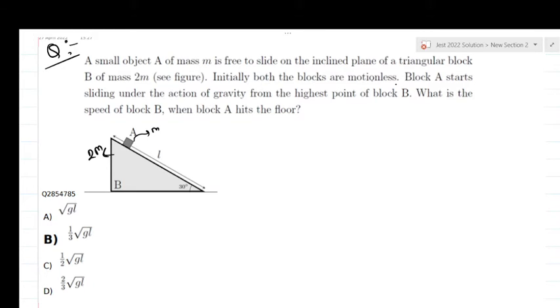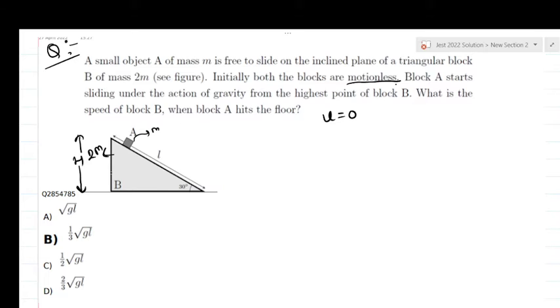Initially, both the blocks are motionless, that means both have initial speed 0. Block A starts sliding under the action of gravity from the highest point of the block. That means at a height h, the small block starts sliding. And what is the speed of block B when block A hits the floor?